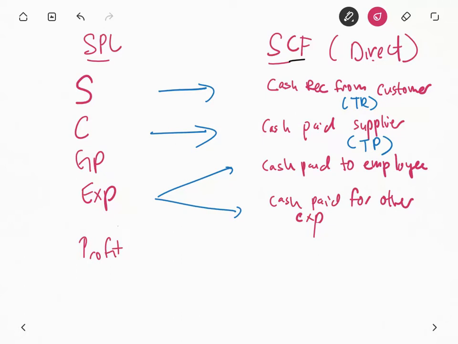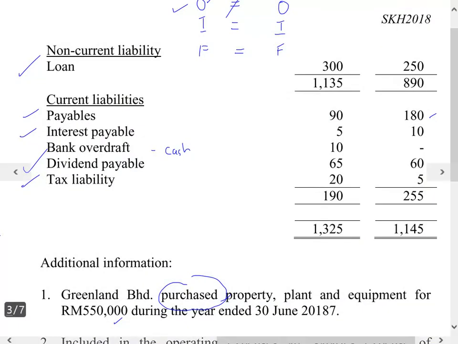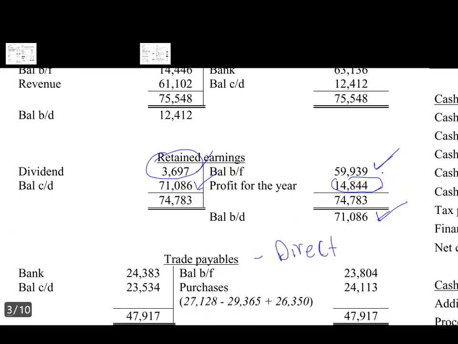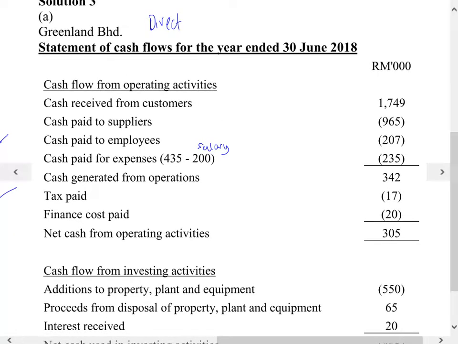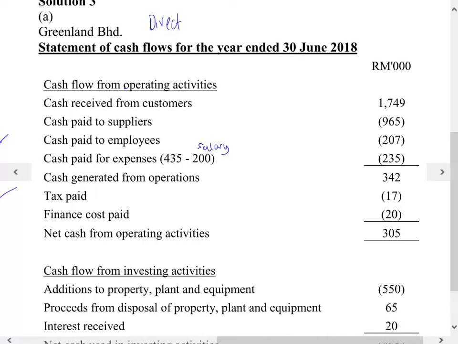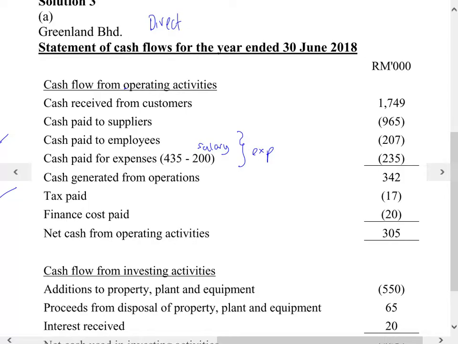Why do we call it the direct method? The format. If you look at the format for direct method, operating activities: cash flow from customer, cash paid to supplier, cash paid to employee, cash paid for expenses. These two are expenses. Cash paid to employee is staff wages, correct? Cash paid for other expenses. So these two are expenses. Tax paid and finance cost paid are the same as the indirect method.